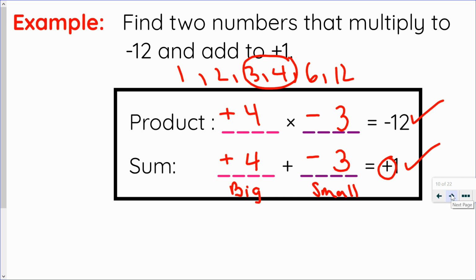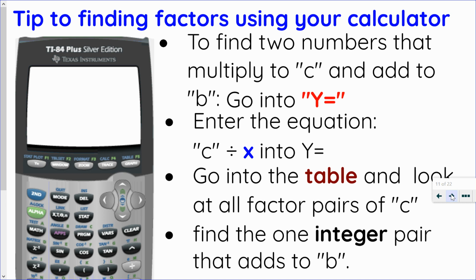Now there's another way to find factor pairs, and that's on the calculator. So I want to show you this. If you want to find two numbers that multiply to a number, in the last example it was negative 12, that would be your C value. You're going to go into your y equals and enter in the equation C, that's the number it's multiplying to, divided by x. Then you're going to go into your table and look at all the factor pairs. We're only interested in integer pairs, no decimals, and just find the one that adds to B.